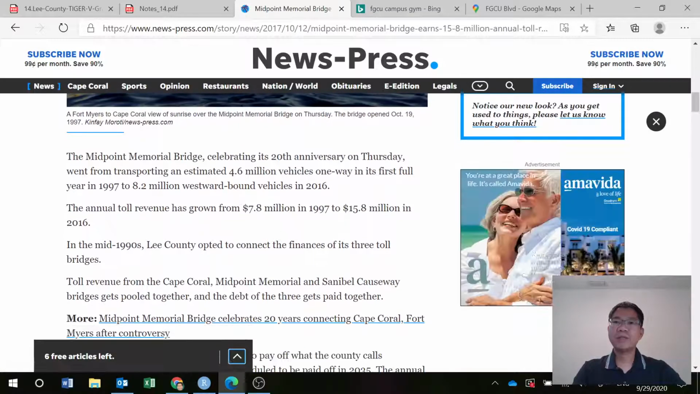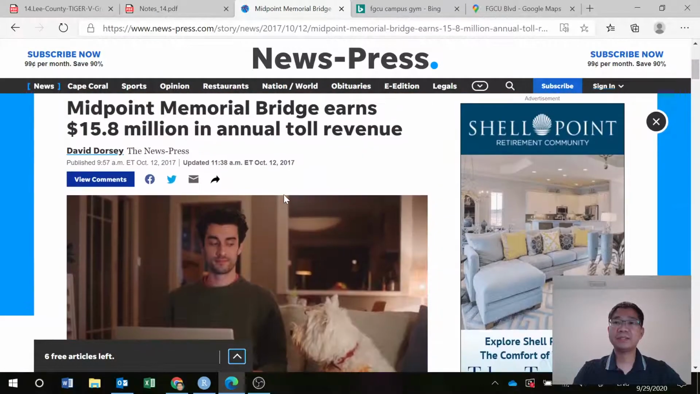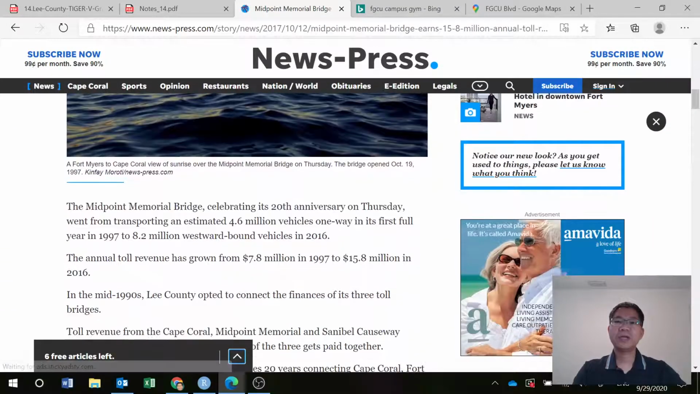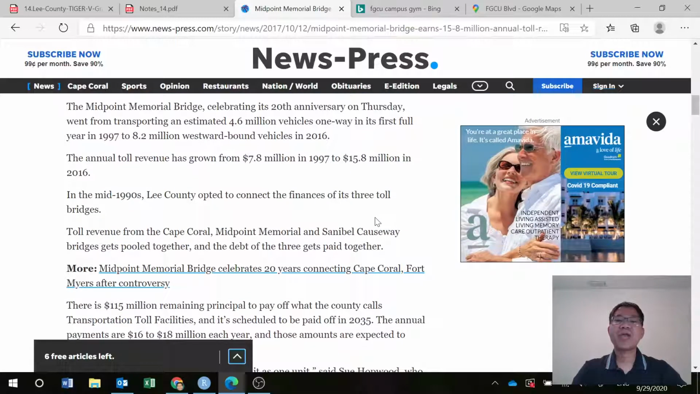So let's read here: the Midpoint Bridge celebrating its 20th anniversary. This is basically the press from 2017, 3 years ago, and you can see there the annual total revenue. They get revenues from 7.8 million in 1997, and now in 2016 about 15.8 million. So that's what they have.